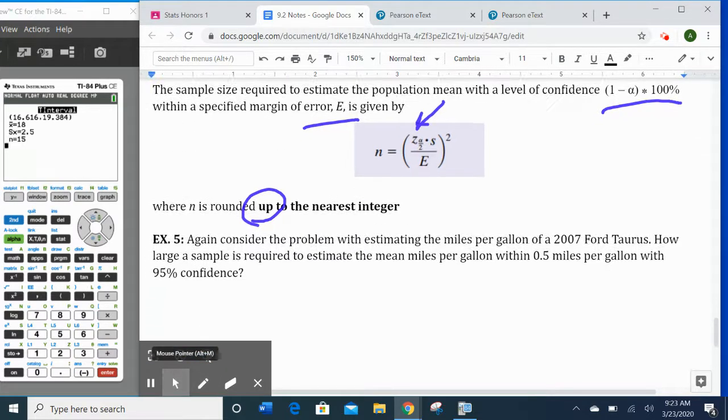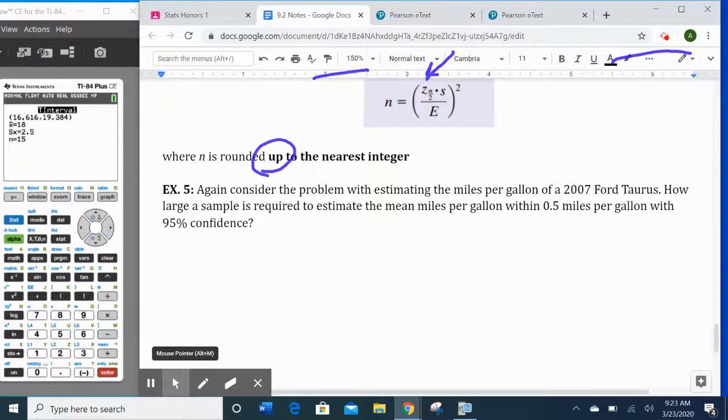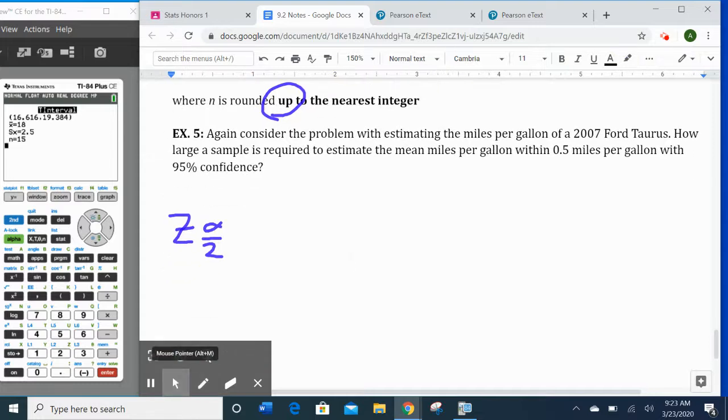So example 5 says, consider the problem, again, with estimating the miles per gallon of a 2007 Ford Taurus. How large a sample is required to estimate the mean miles per gallon within 0.5 miles per gallon with 95% confidence? So let's talk about all the different variables that I need. I'm looking for N. I need to know Z sub alpha over 2.